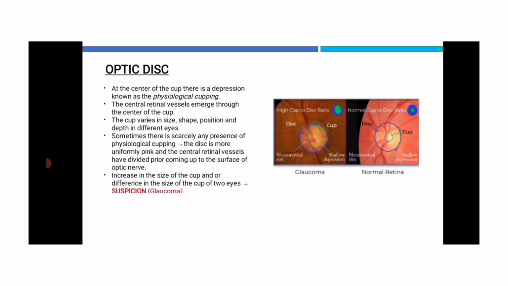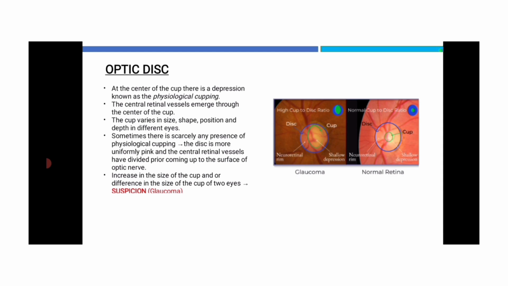Alright, let's now talk about an important feature of the optic disc, the physiological cupping. At the center of the optic disc, there is a small depression known as the physiological cup. This is where the central retinal vessels emerge, bringing essential nutrients to the eye. Now, here's the interesting part. The size, shape, and depth of this cup can vary from person to person.